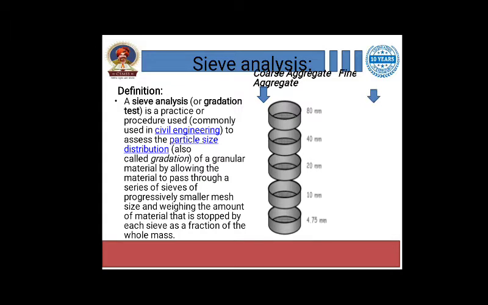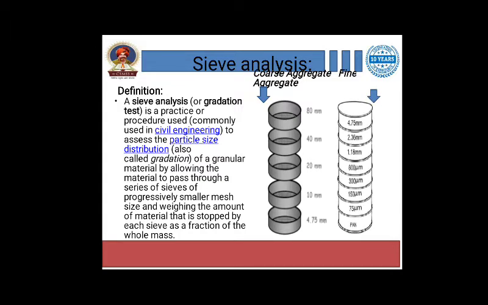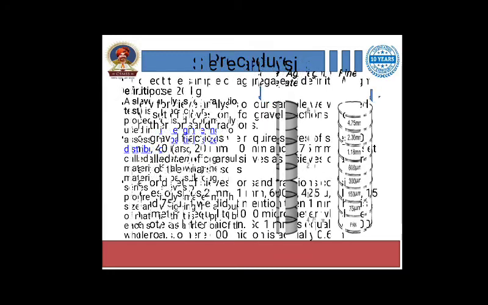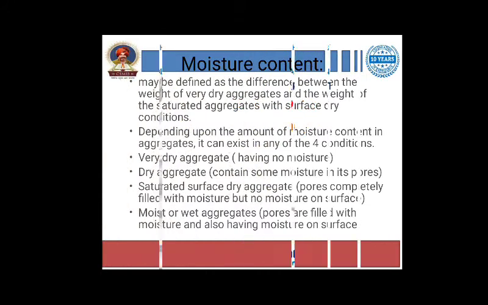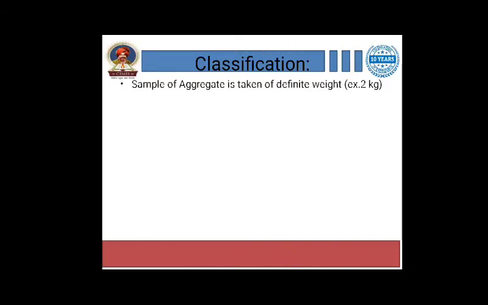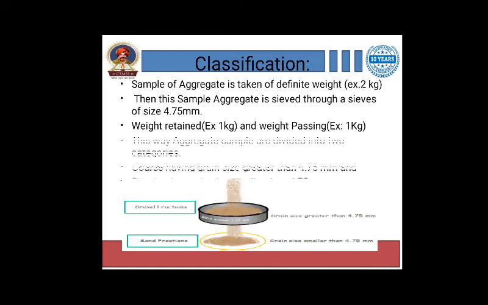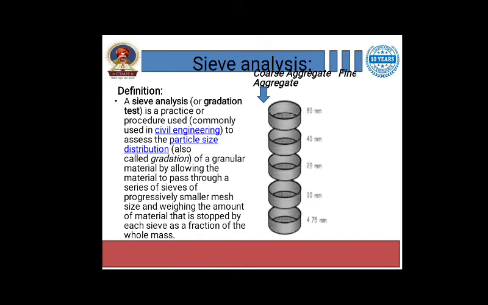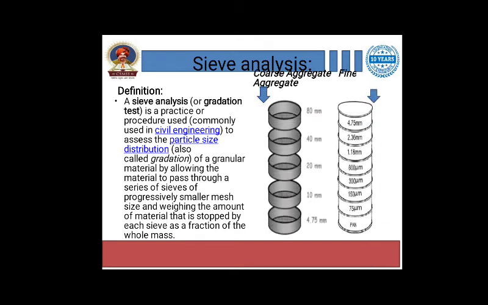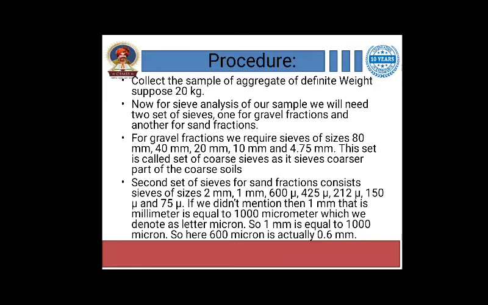So for the sieve analysis of fine aggregate we will use these sieves, right, which range from 4.75 mm to 75 micron, right? Then procedure: collect the sample of aggregate of definite weight, suppose that 20 kg.